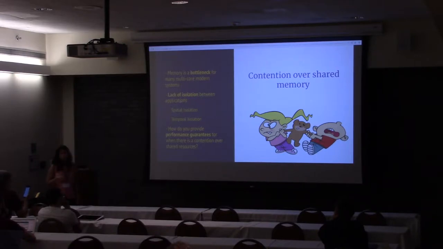But the other kind of isolation is temporal or time-based. What I mean by that is that when two applications are running on the same system, when one application affects the runtime of the other application, there is a lack of temporal isolation. And there are usually three main reasons for it. One is sharing at the cache level, then that the main memory is a bottleneck, and also the memory controller level, because the DRAM can only perform so fast.